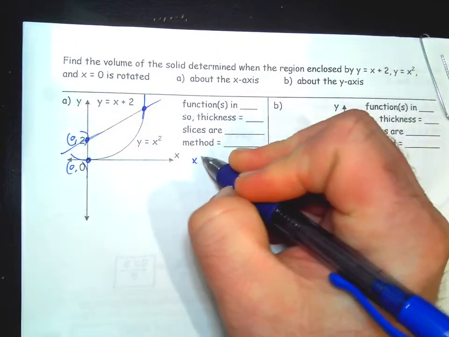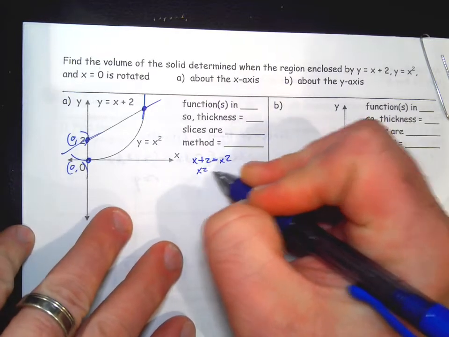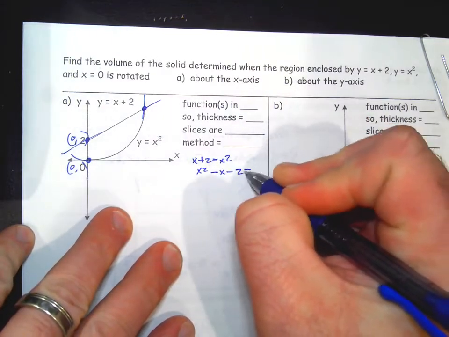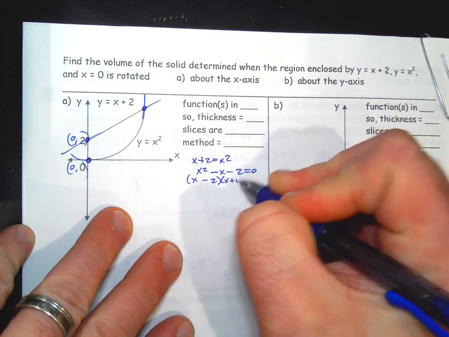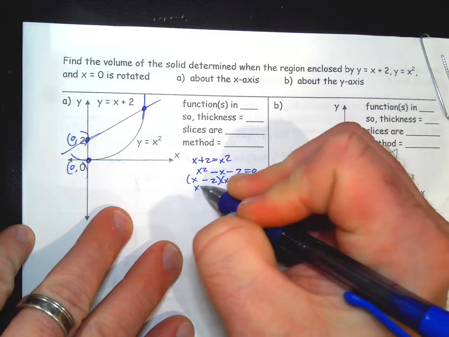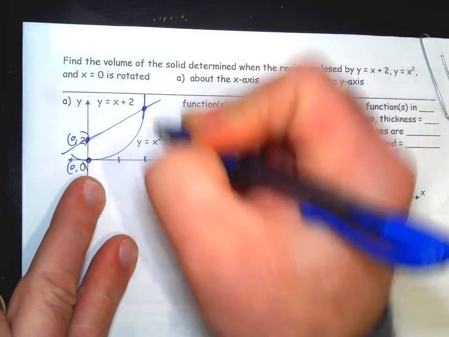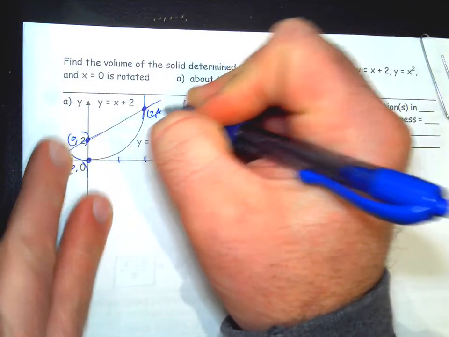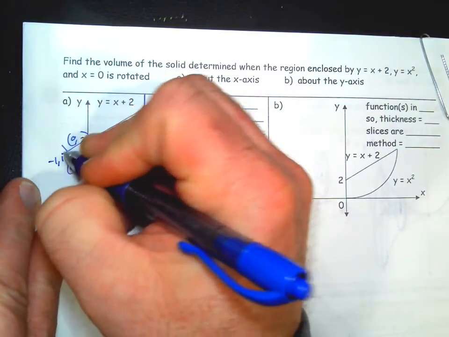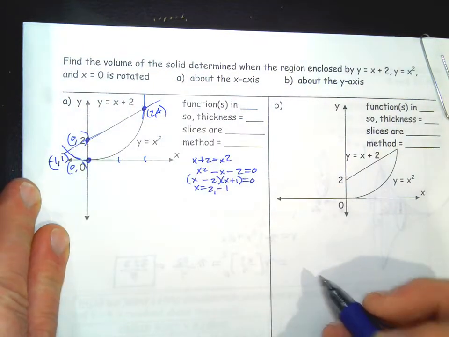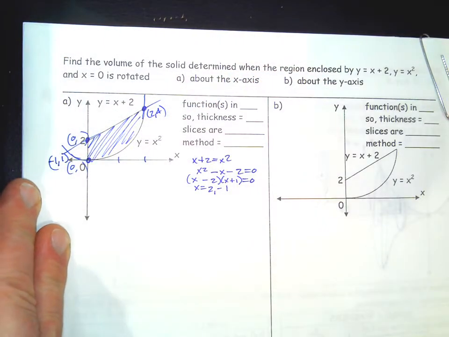So we could set the two equations equal to each other. Move everything to one side, equals 0. Factor it. And so then we get x equals 2 and negative 1. So this must be 2, comma 4. Both of them get the same time. The other one's over here. This is negative 1. We don't really care about that one because we're just focused on this piece right here.